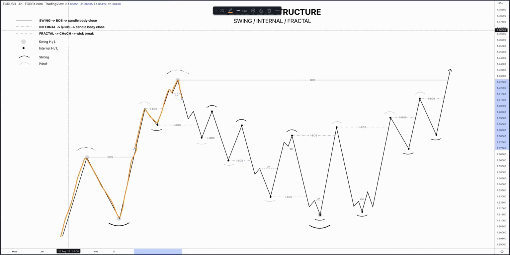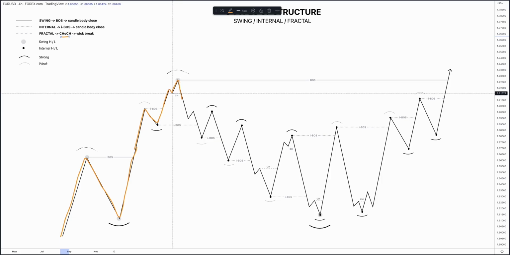this is what we call a CHoCH, okay? A CHoCH, it's a bit of a fancy name, but it stands for change of character, okay? So it just means price is bullish and it's that first little indication that price is starting to show weakness because it breaks a low, in this instance.